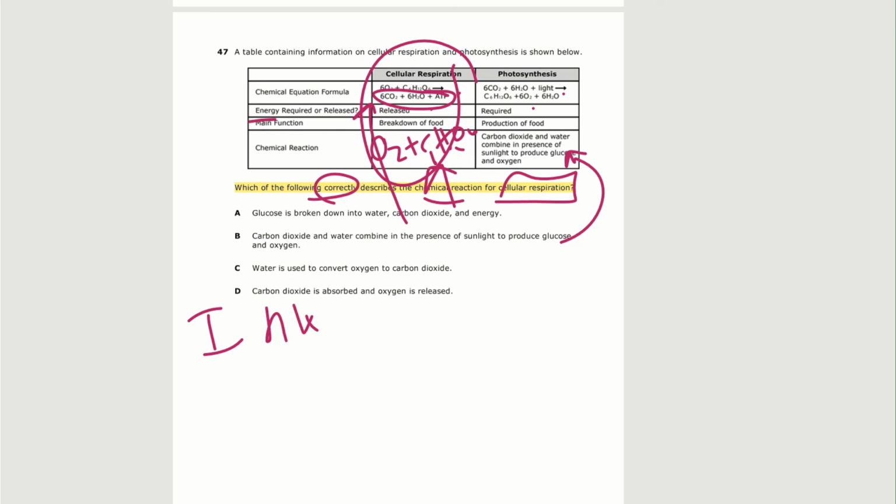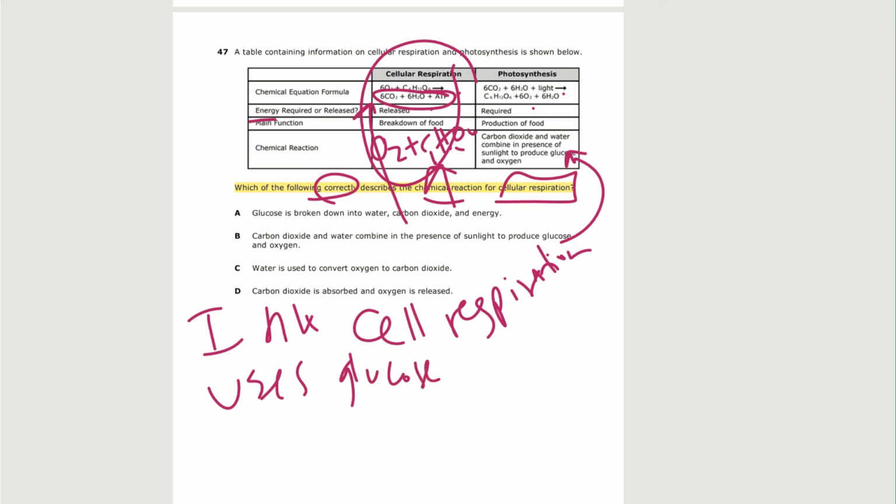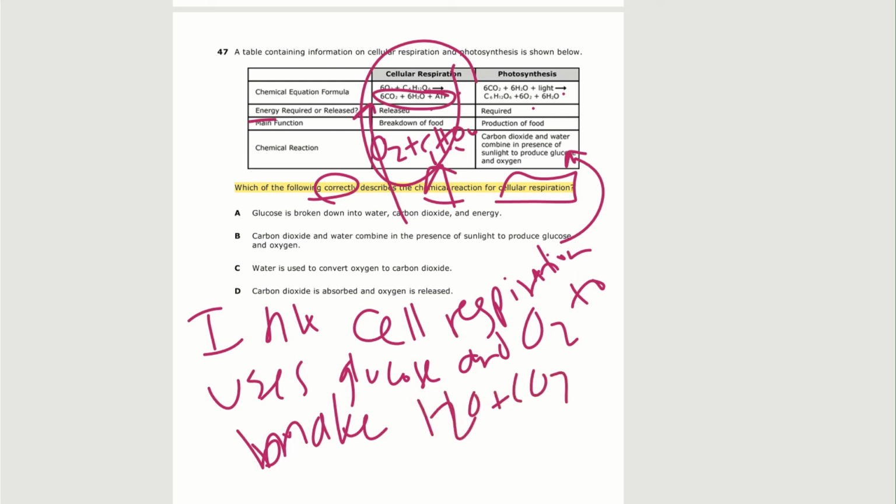I now know cellular respiration uses glucose and oxygen to make or produce H2O plus CO2 plus ATP. So the oxygen breaks the glucose down, guys, okay, to make all of that.